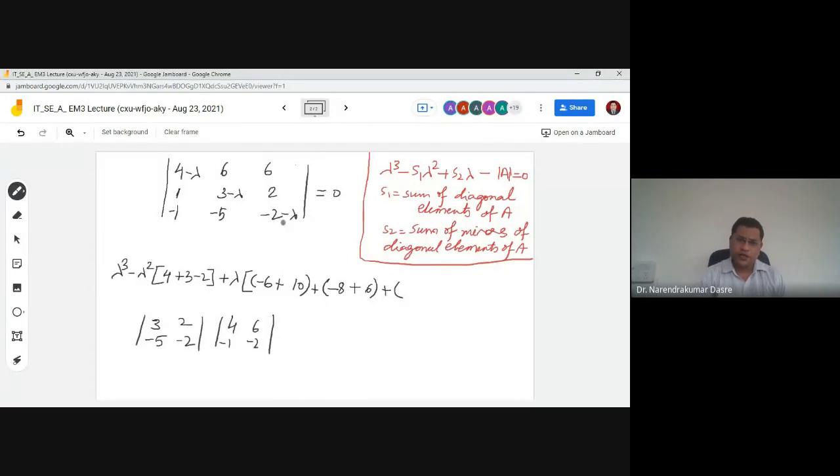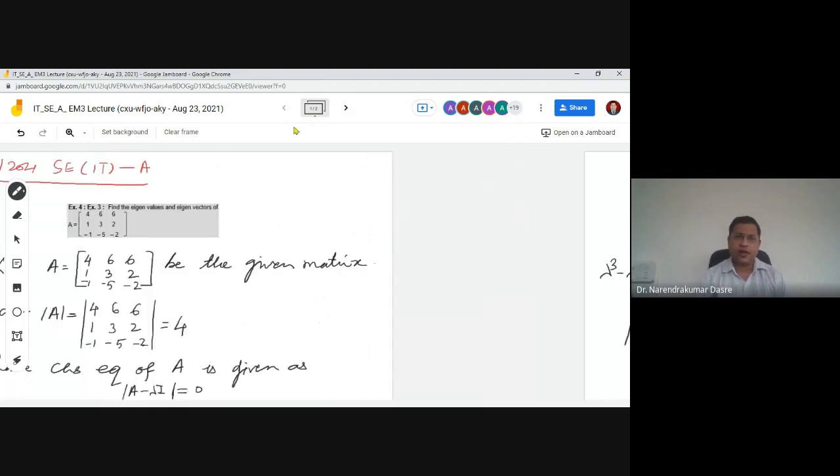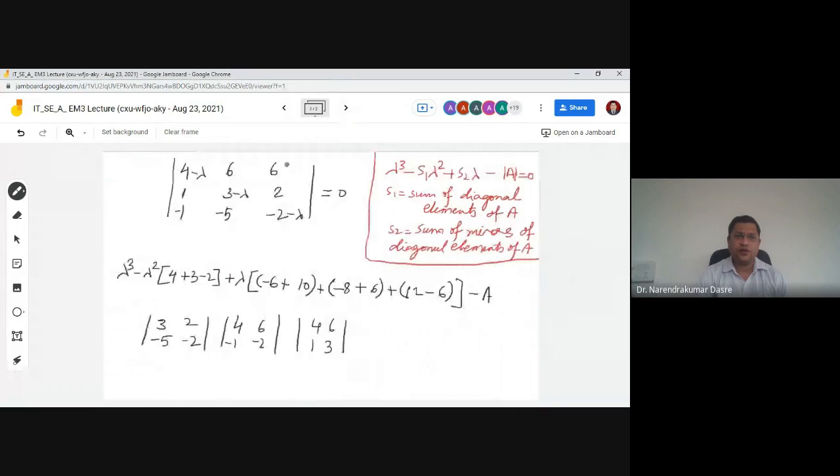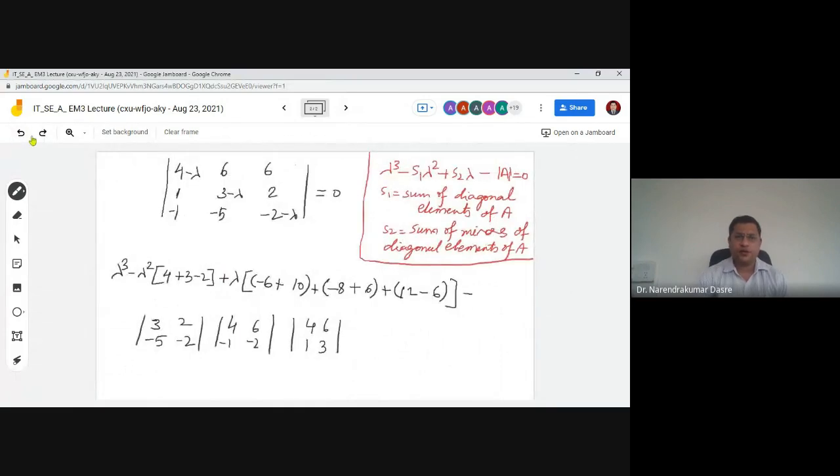And now for this minus 2, what will be the minor? The minor will be 4, 6, and 1, 3, because for this we have to omit the third row and third column. So 4 3s are 12 and minus 6, and then minus determinant. We have calculated the determinant, so determinant is going to be 4, and this is 0.